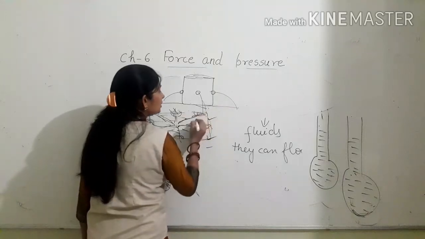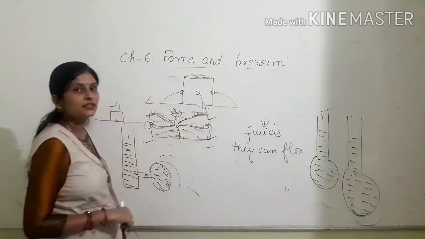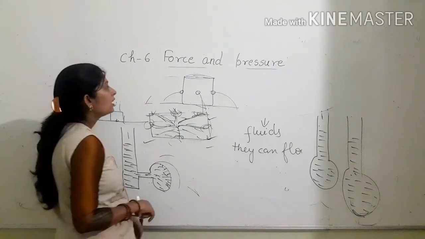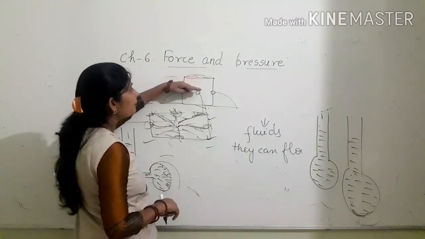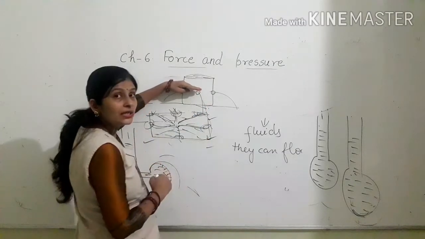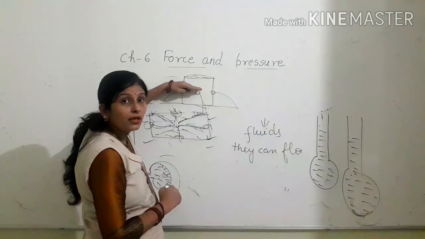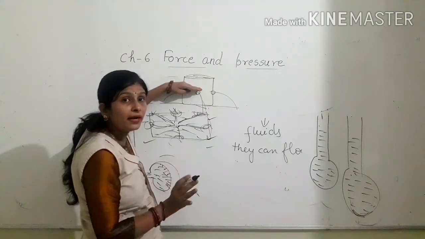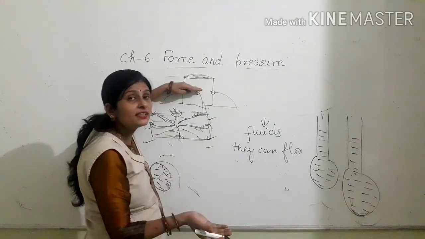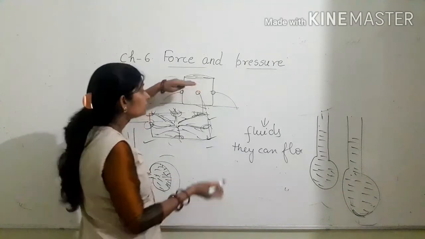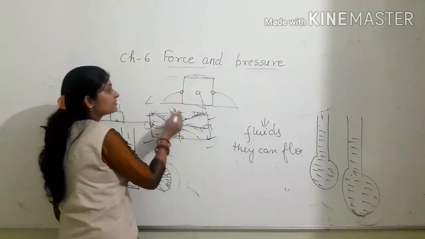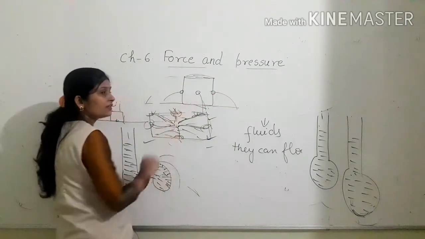covers equal distance or the same distance. Why? Because pressure exerted by liquid at the same depth is the same. It does not depend on the sides, whatever the side may be, because these holes are in different sides. This is in the left side, this is in the right side, this is in the front side.